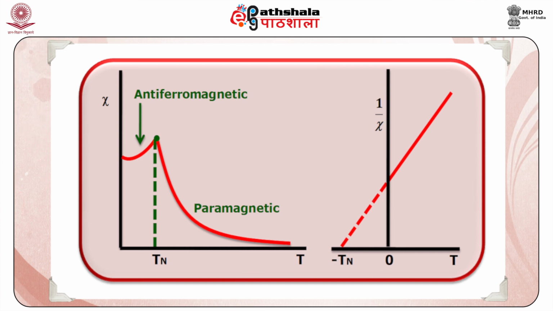Chi reaches a maximum value at the Néel temperature and then decreases with further fall in temperature. Therefore, a plot of 1/chi versus T should show a minimum at TN. So the antiferromagnetic substances, when heated beyond the Néel temperature, become paramagnetic.